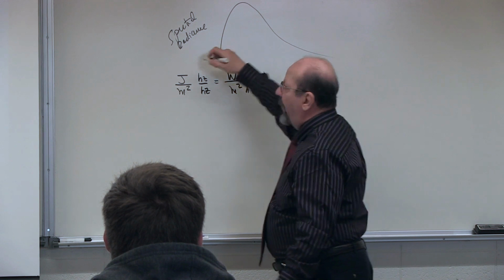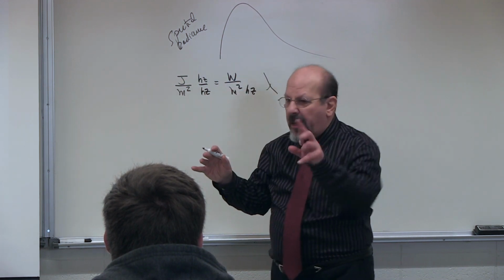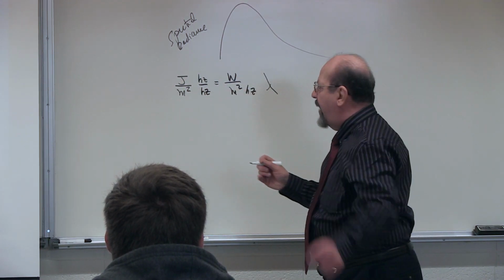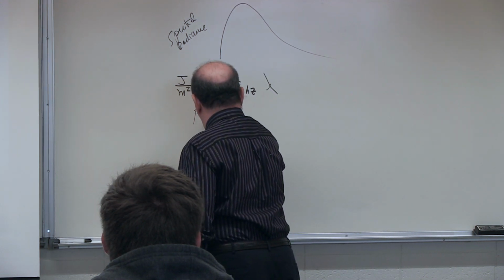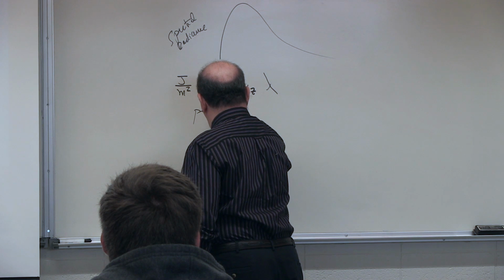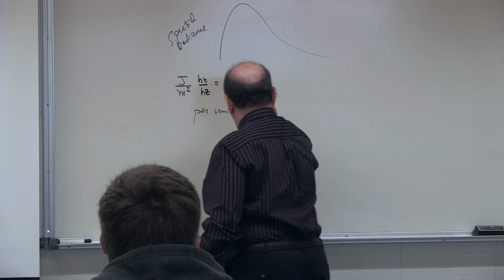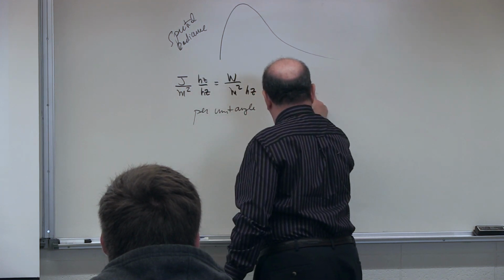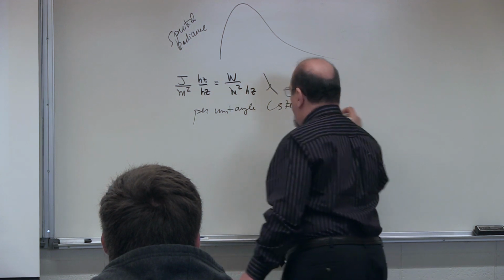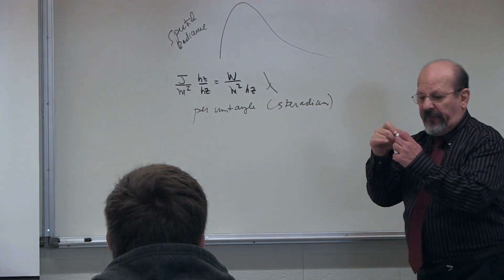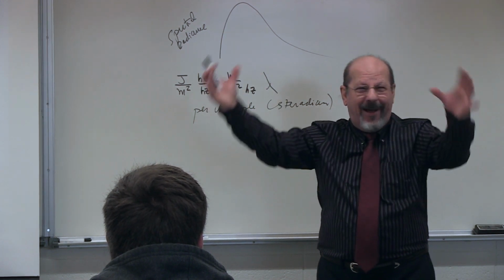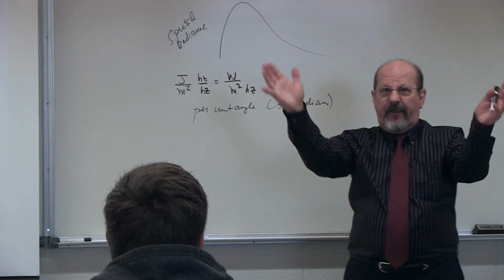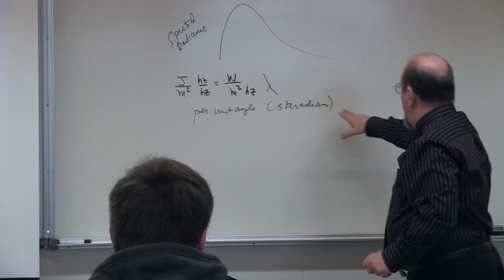What a lot of these pictures leave out, when you go to the internet and look at them in various books, is something very important. This tacitly assumes per unit angle. We call it a steradian. Because if you look at a sphere, the surface area is 4 pi r squared, so it subtends an angle of 4 pi.